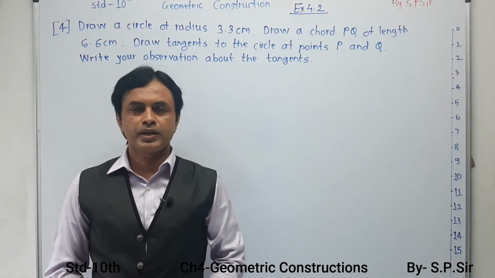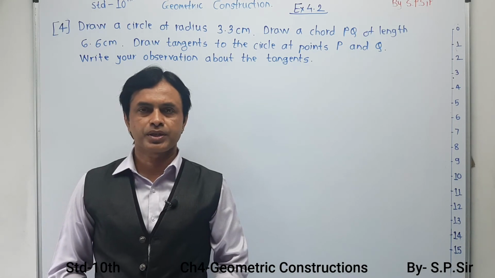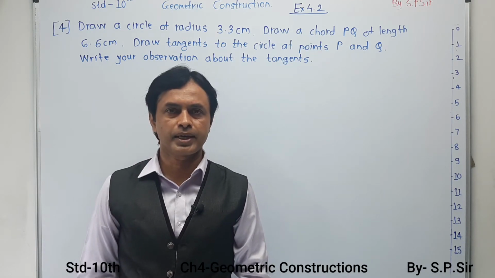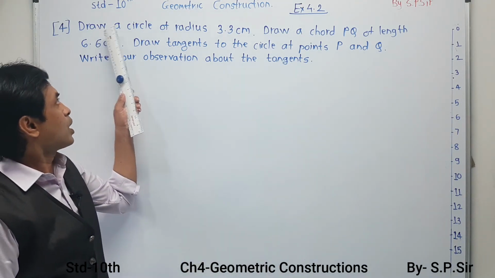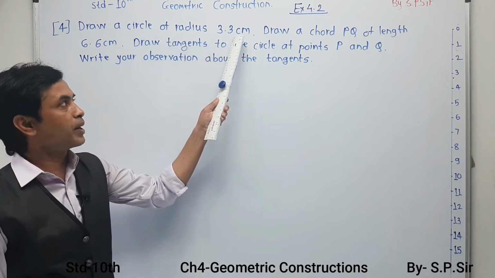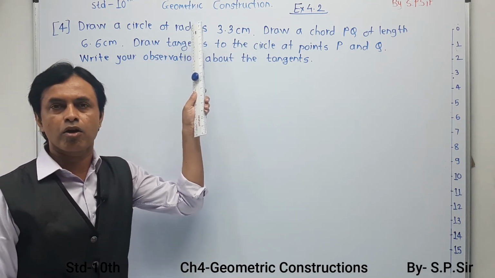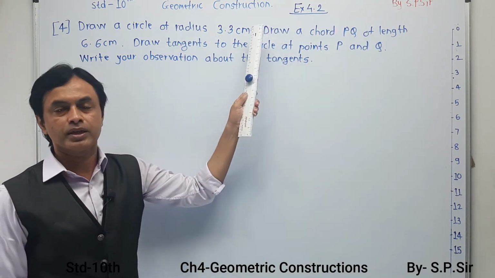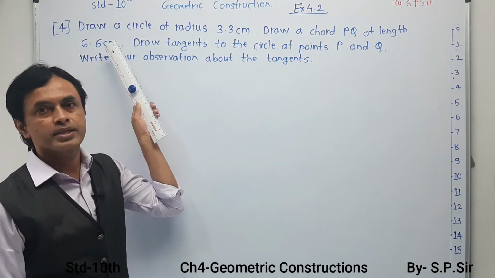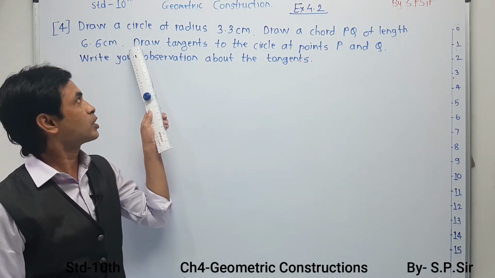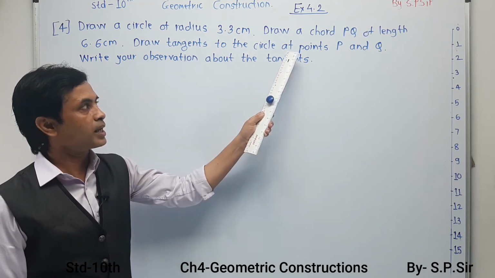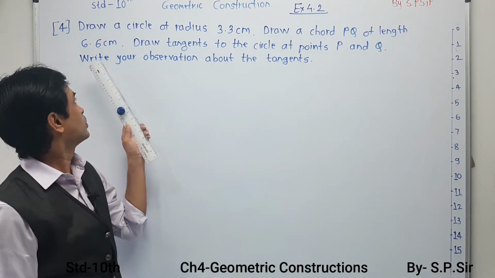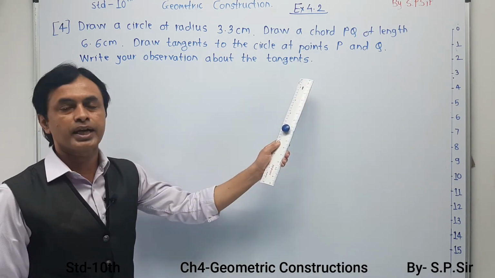Hello friends, we have already started exercise 4.2, in which in construction we are going to look at the fourth numerical. First of all I am going to read the numerical. Draw a circle of radius 3.3 centimeter. Draw a chord PQ of length 6.6 centimeter. Draw tangents to the circle at points P and Q. Write your observation about the tangents.